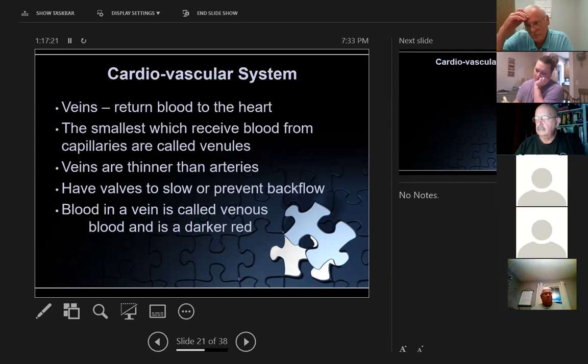So if you see somebody with a puddle of blood, and you don't see a big spurt, and it's just kind of slowly flowing out, and it's a little darker red than you would expect from arterial blood, it's a venous bleed of some kind, okay?